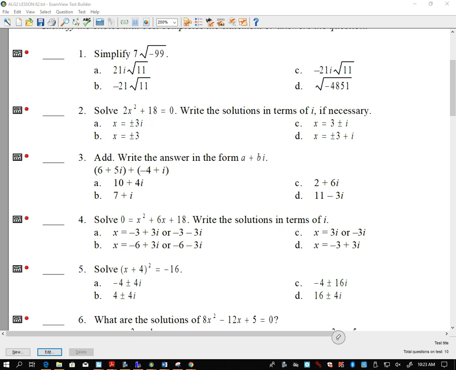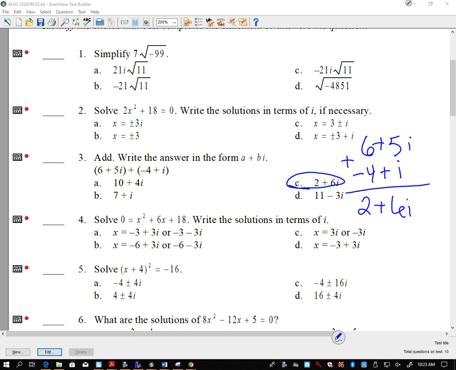Let's see here. Number 3, we have 6 plus 5i plus negative 4 plus i. Would it be easier to rewrite this in that vertical format and see how this works? So 6 plus 5i plus negative 4 plus i. What do I do first? 6 minus 4, which is 2. And I'm doing 5 plus 1. So what should I get? 6i. 2 plus 6i. Is C the answer?